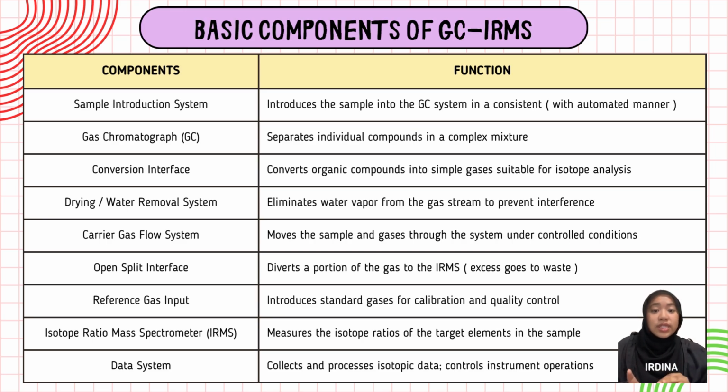And also we have the carrier gas flow system that allows sample and gas movement through the system under controlled conditions. And next we have the open split interface, which diverts a portion of the gas to the IRMS, while the excess goes to waste. Okay, and we have the reference gas input that introduces standard gases for calibration and quality control. Next we have the isotope ratio mass spectrometer, IRMS, that measures the isotope ratios of the target elements in the sample. And lastly, we have the data system that collects and processes isotope data and controls instrument operation.